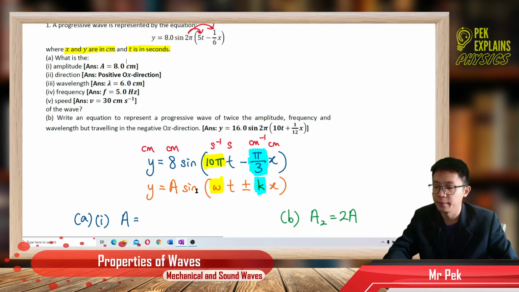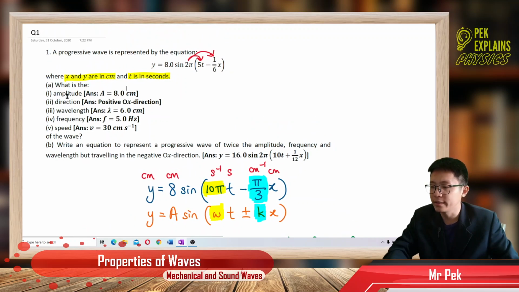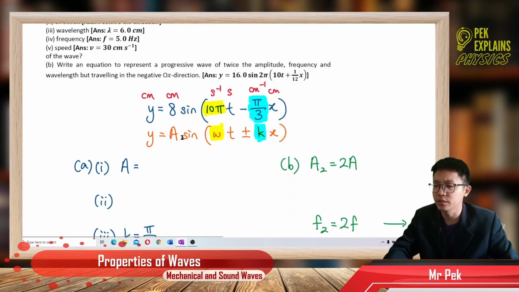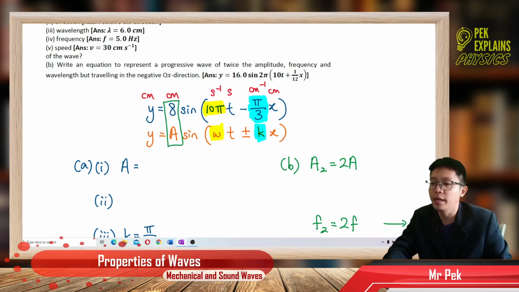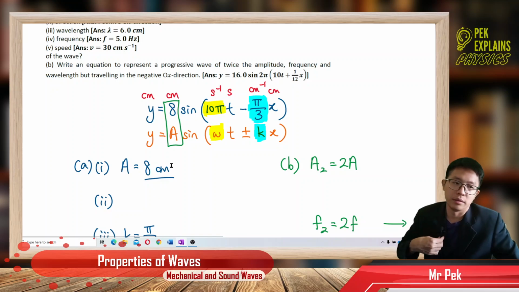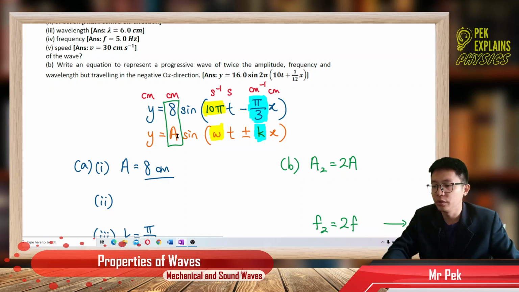Now, what is the amplitude? We just compare. From here we can see the amplitude is 8 centimeter. The unit is centimeter because the amplitude follows the unit of y. y is in cm, so the amplitude is also in cm. So the answer is 8 centimeter.